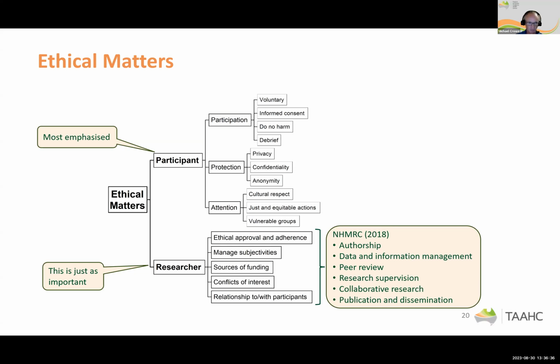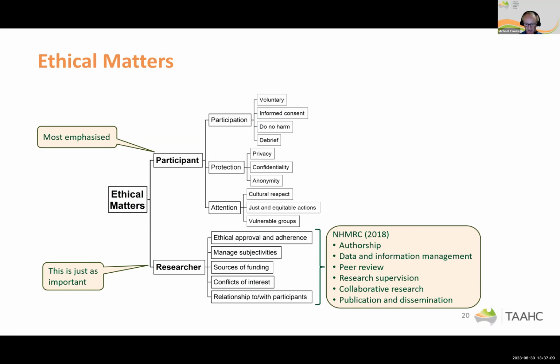Part of the thing there is protecting the participants and having attention to various aspects of cultural respect and equitable actions, things like that. So I'm not an ethicist, but I do understand where it's coming from. One of the things that isn't generally emphasized is researcher ethics. So you as a researcher have to do things like get ethical approval. People know that, but it's usually couched in terms of the participant rather than the researcher as well.